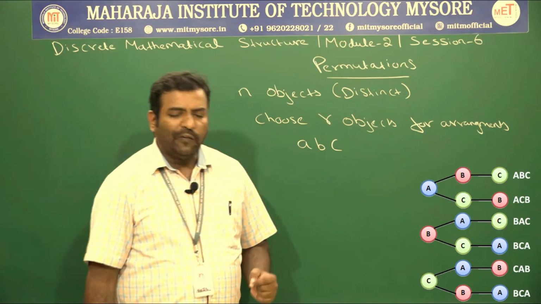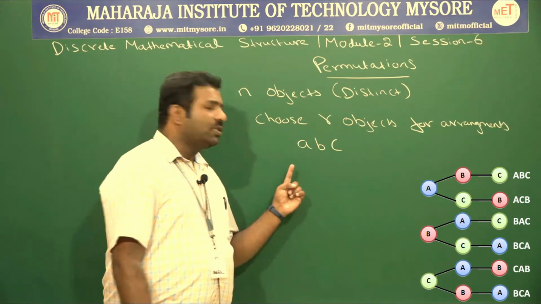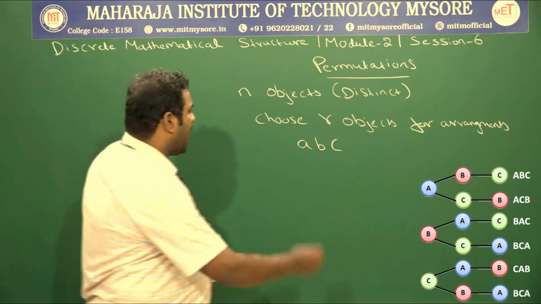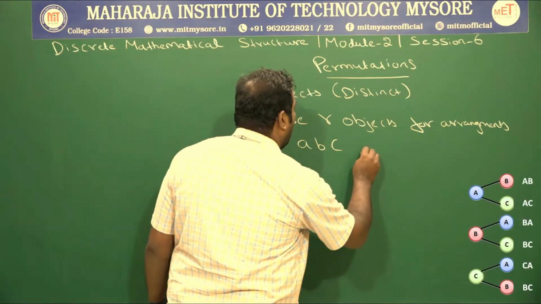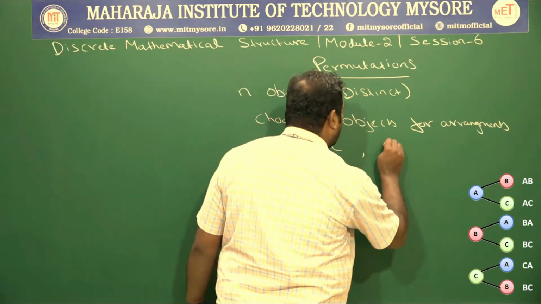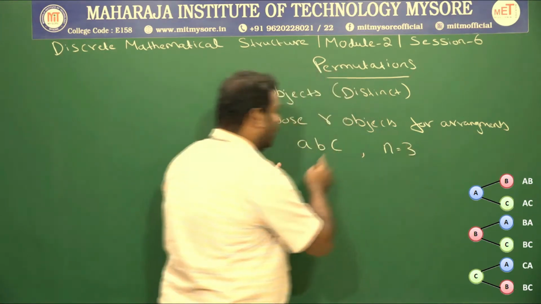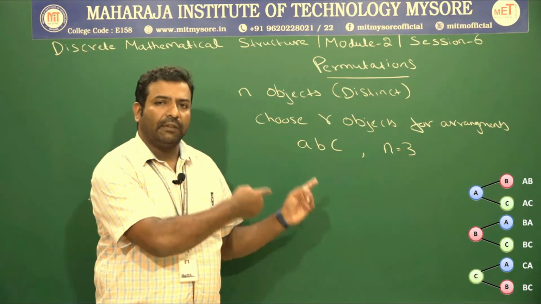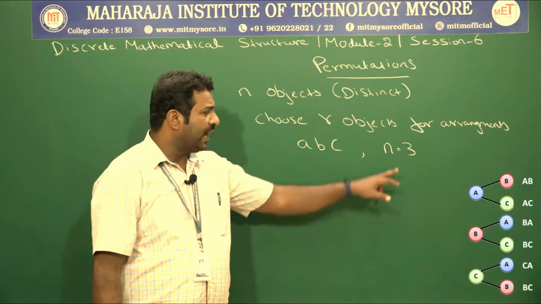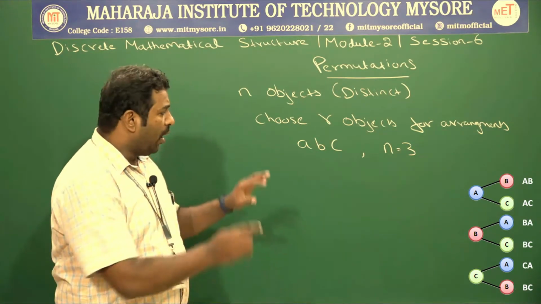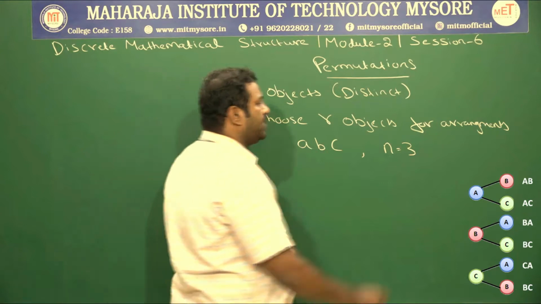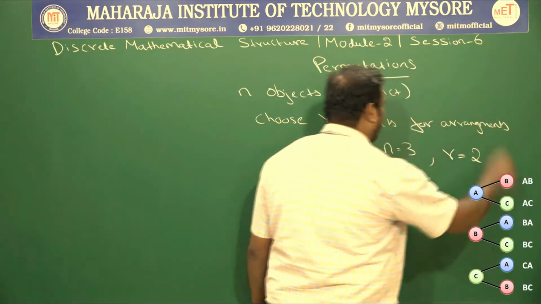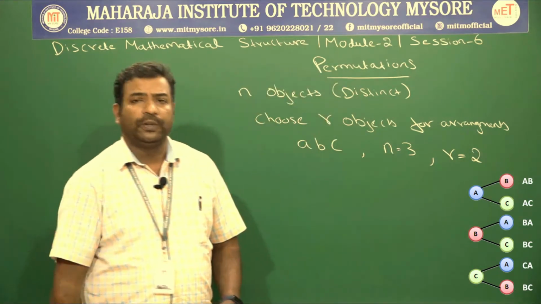So now out of these three objects, I am just going to pick two objects. So now what is the value of n? N is going to be 3, because in total, in the given lot, in the given option, there are three objects. Hence, I am saying n is 3. And out of this given n objects, I need to pick two objects.